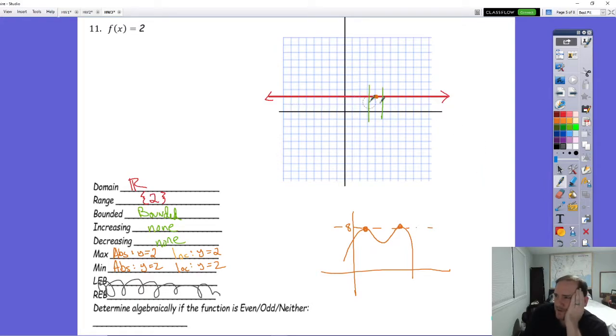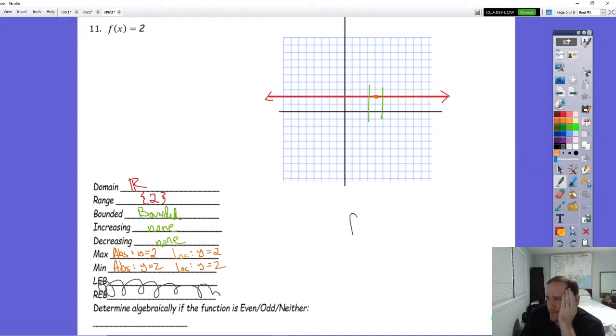And I guess clearly we are even because we can be reflected over the y-axis. So to have to prove this, I guess it's easy. Because if f of x is 2, then to find f of negative x, if there's no x to replace with a negative x, then obviously it's still just 2, which means they're the same, which means therefore even.